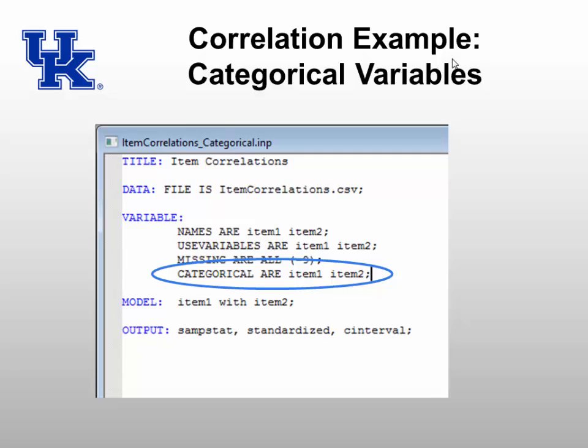Well, you're using Mplus. You just say that the variables are categorical. It does it all for you. So if I have categorical data, I tell Mplus, these variables are categorical. And it more or less does the rest for you.